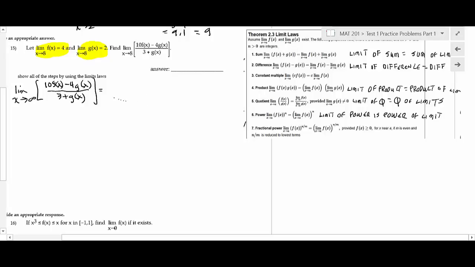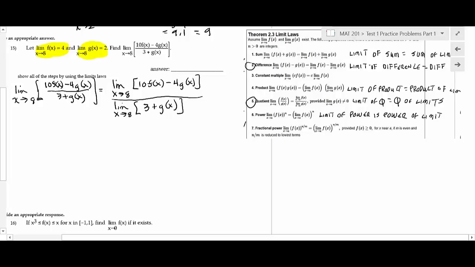Okay, so first thing is we have a limit of a quotient. So by Rule 5, we would say the quotient of the limits. So we're going to say the limit as x goes to 8, not infinity. I think my head must be turned sideways or something. Okay, so we have that. We're going to have the limit of 10 f of x minus 4 g of x. That's the limit of the numerator. Then we're going to divide that by the limit of the denominator, which is 3 plus g of x. Okay. Next thing we have is a limit of a difference.